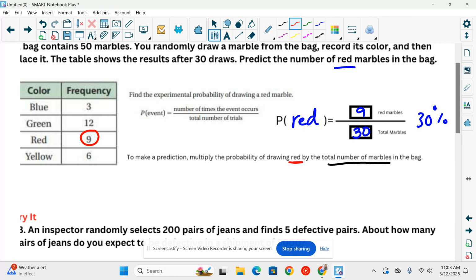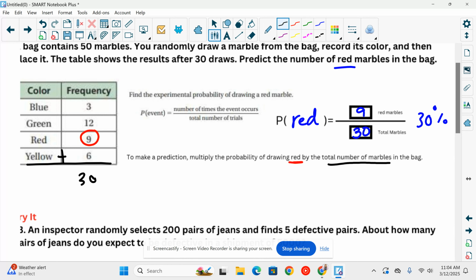All right, need everybody in class, 3, 2, 1. 30. What's the total number? 30, right. So since I underlined in black, you add them all up. You get 30. Now, it says to make a prediction, multiply the probability of drawing red by the total number of marbles in the bag.